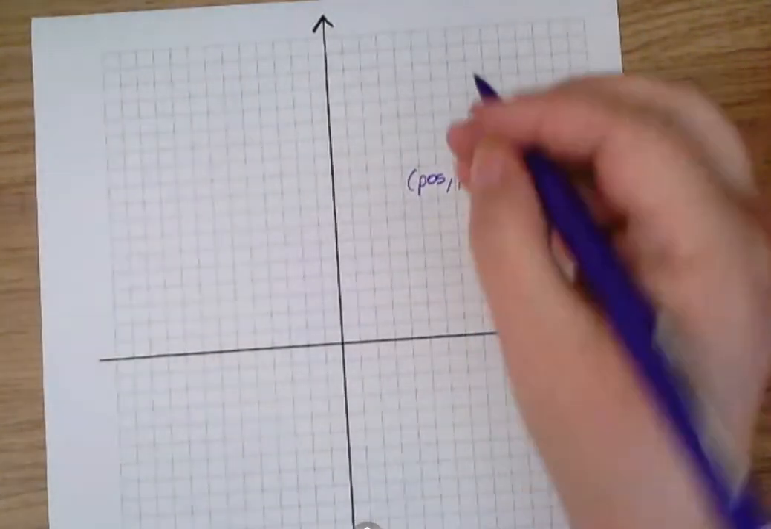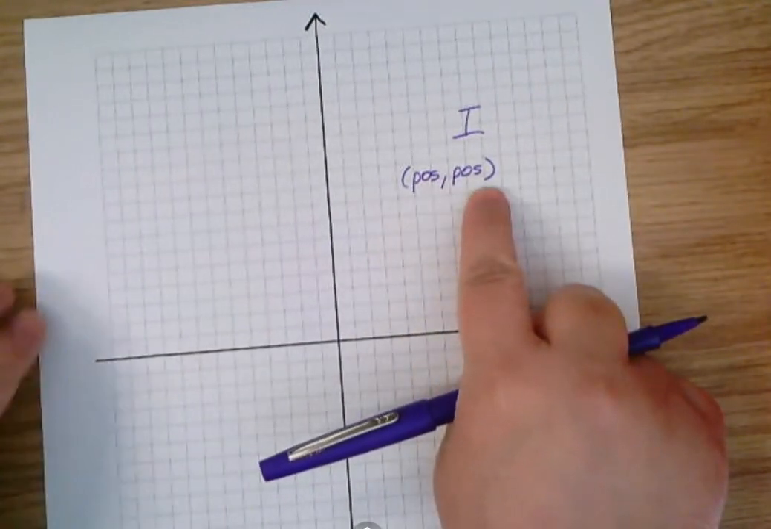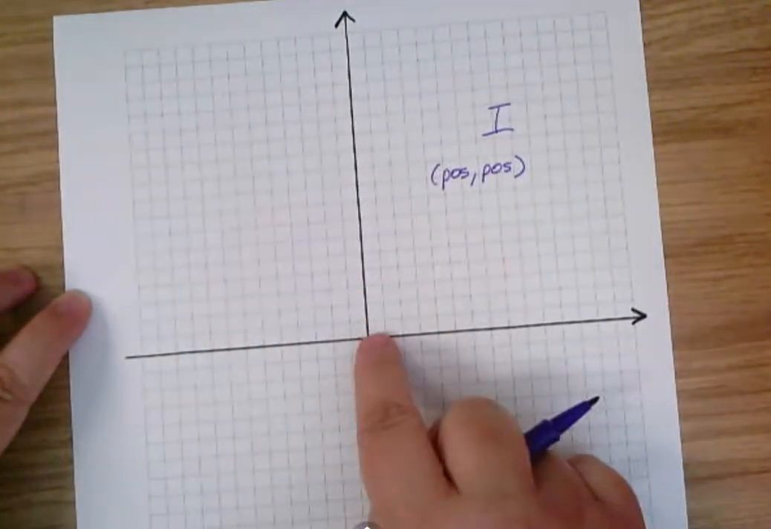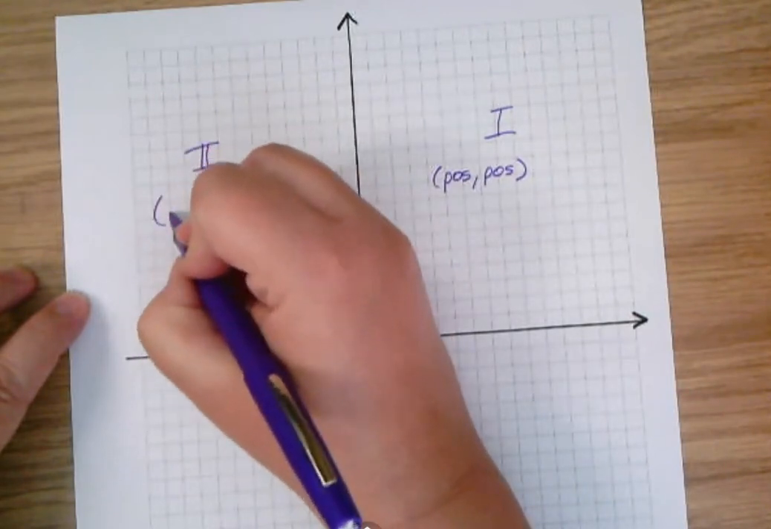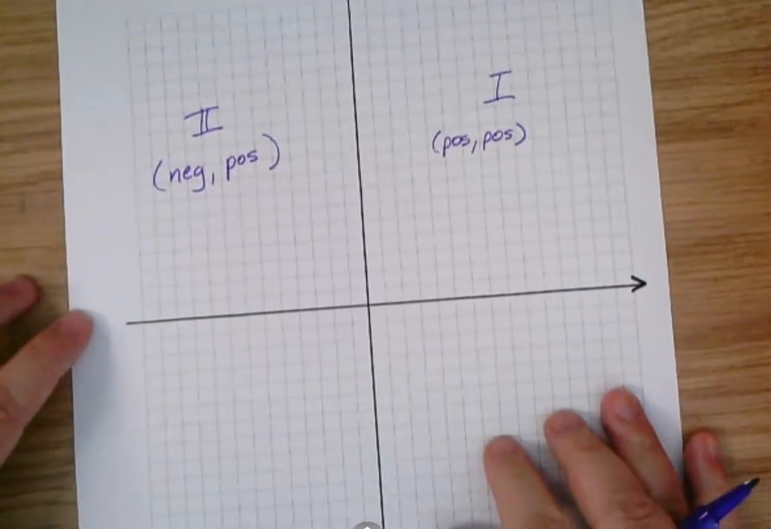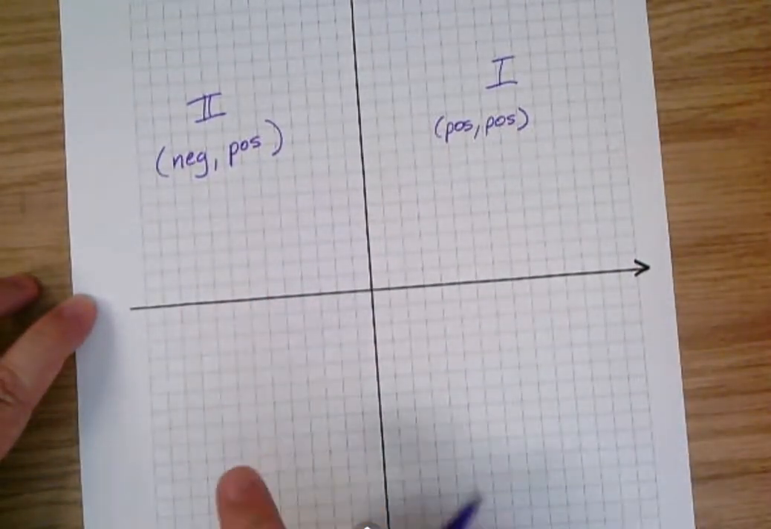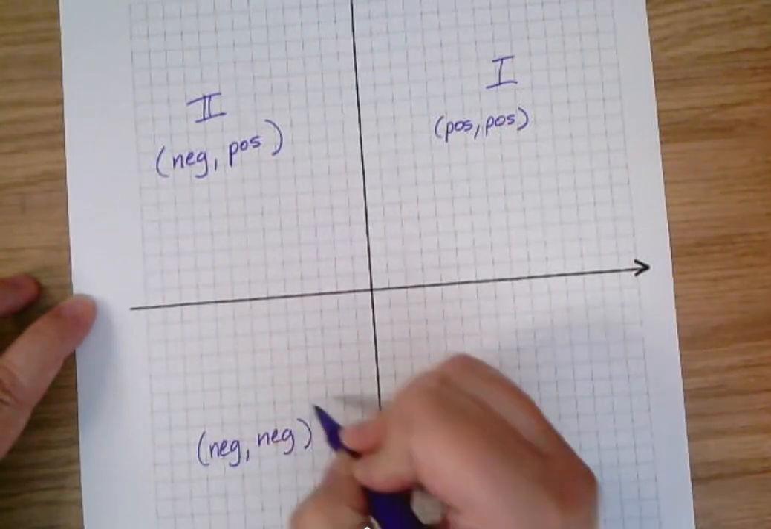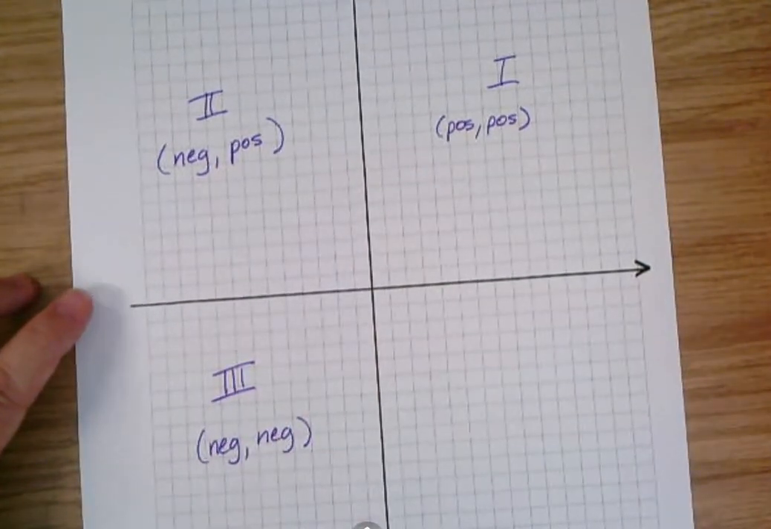Every single point in the first quadrant, which is right over here, has a positive X and a positive Y because you go to the right and up, and they're both positive. This quadrant, you go to the left, which is negative, and then up. So in quadrant 2, we have a negative for X and a positive for Y. Every point in quadrant 3, I have to go left and down to get there. Left is negative for X and down is negative for Y. So everything in quadrant 3 has a negative X value and a negative Y value.